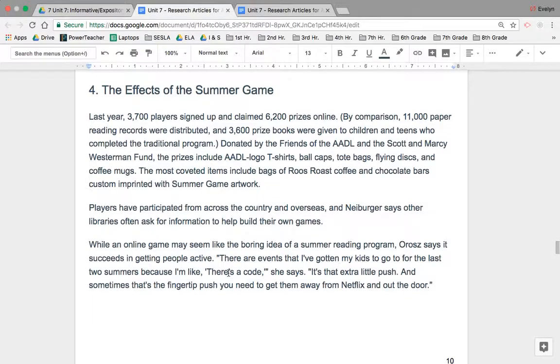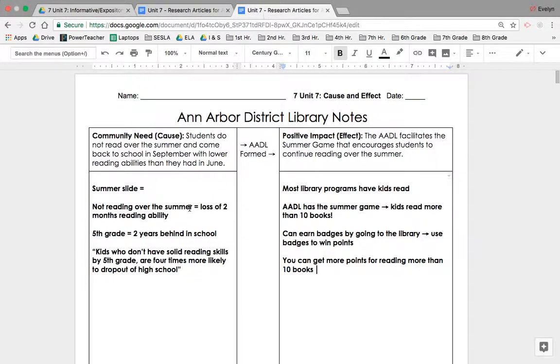That could be a direct quote you can include as well. By now you should have a few facts, details, definitions for both sides.